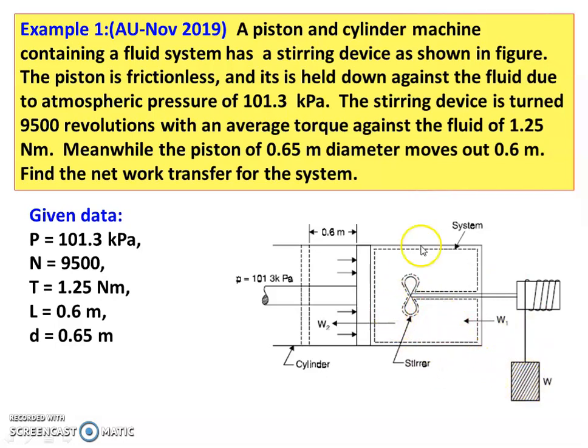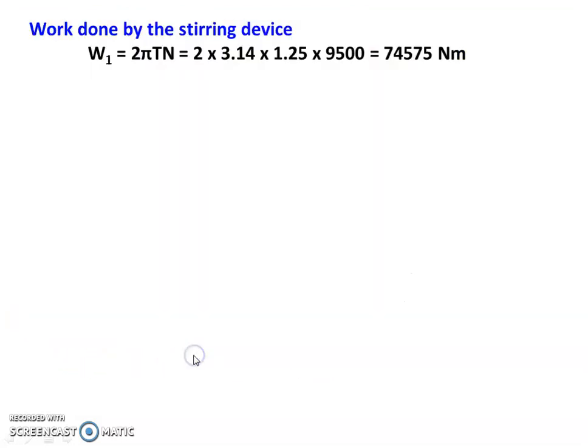Since the stirrer stirs, there is work transfer W1. Since the piston moves, there is work transfer W2. We calculate both. W1 is work done on the system, which is negative. W2 is work done by the system, which is positive. So we have to calculate W2 minus W1. So pressure is 101.3 kilopascal, speed 9500, torque is 1.25 Newton meter, distance moved L is 0.6 meter, diameter of the cylinder 0.65 meter.